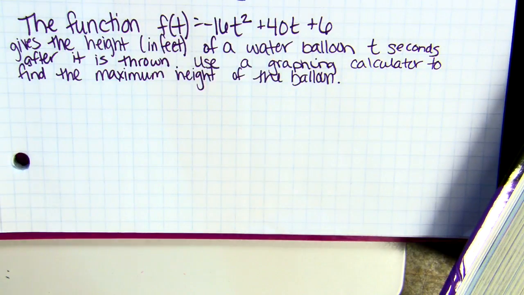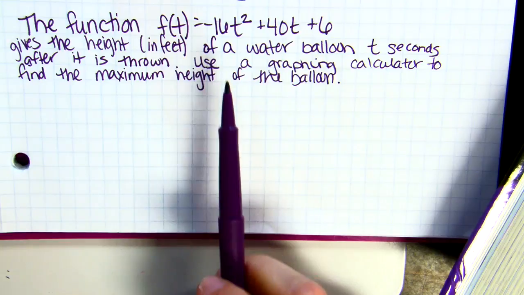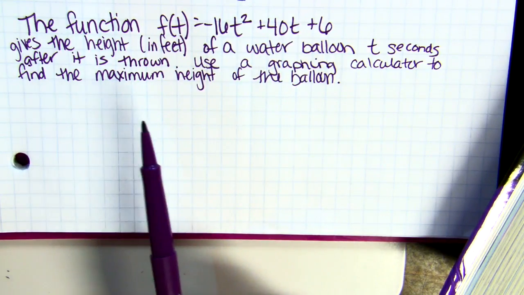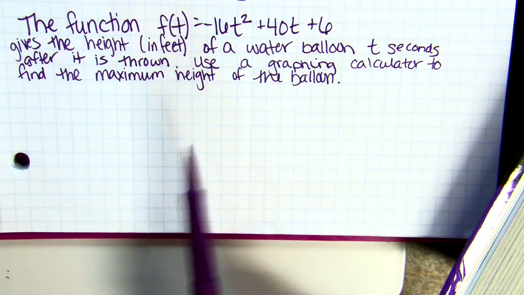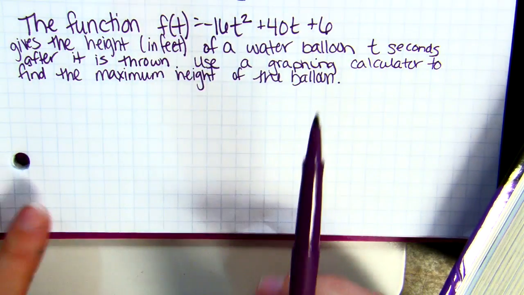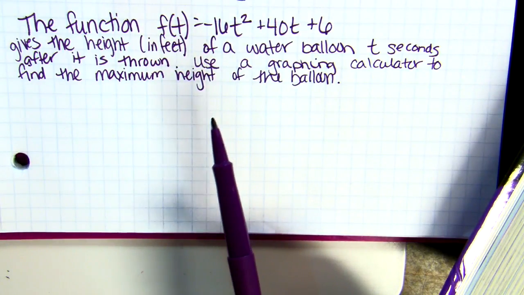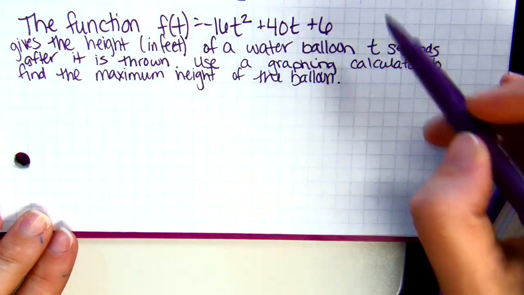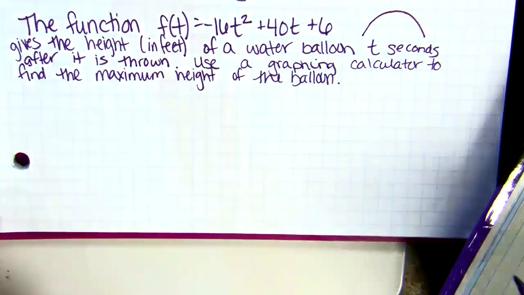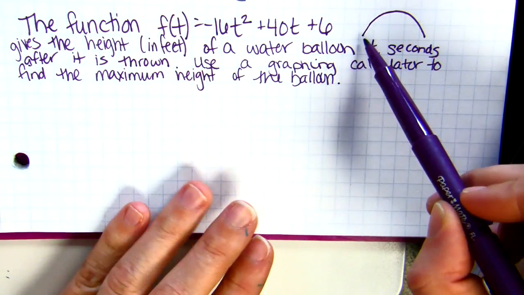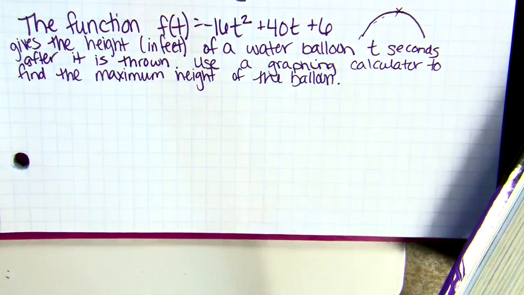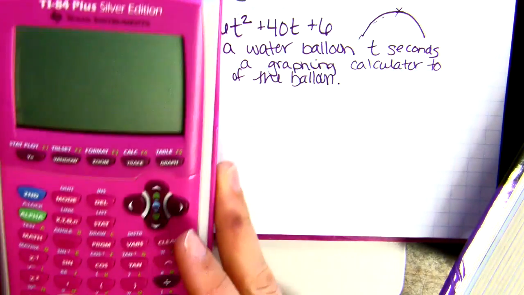Okay, finally, our real life applications. So we have this function, negative 16t squared plus 40t plus 6. And that tells you the height in feet of a water balloon, t seconds after it's thrown. So like usual, we're throwing stuff. Use a graphing calculator to find the maximum height of the balloon. So this has a negative a value, which tells you it's going to be an upside down parabola. It's going to look something like that. So your balloon gets thrown, it gets higher and higher, it reaches a certain point and it starts coming down. We want to know what is that highest point. So what I'm going to do is get out my graphing calculator.